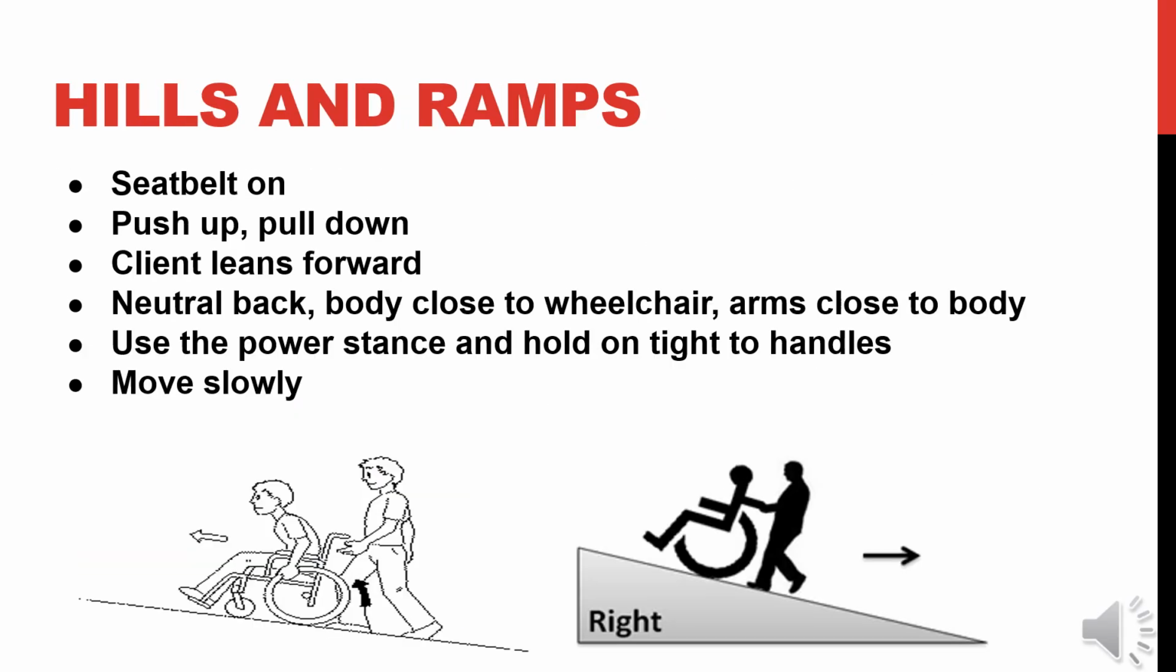When pushing clients in wheelchairs on an incline, be it a ramp or a hill, use the following techniques to protect yourself and the client. Ensure the client's seatbelt is fastened. Push in a forward motion when going up an incline and have the client lean slightly forward if able. When going down a hill or a ramp, move in a backwards motion, as depicted in the image on the screen. Keep yourself close to the wheelchair with an activated core, arms close to the body, and a neutral back. Apply a firm grip to the handles and move slowly.